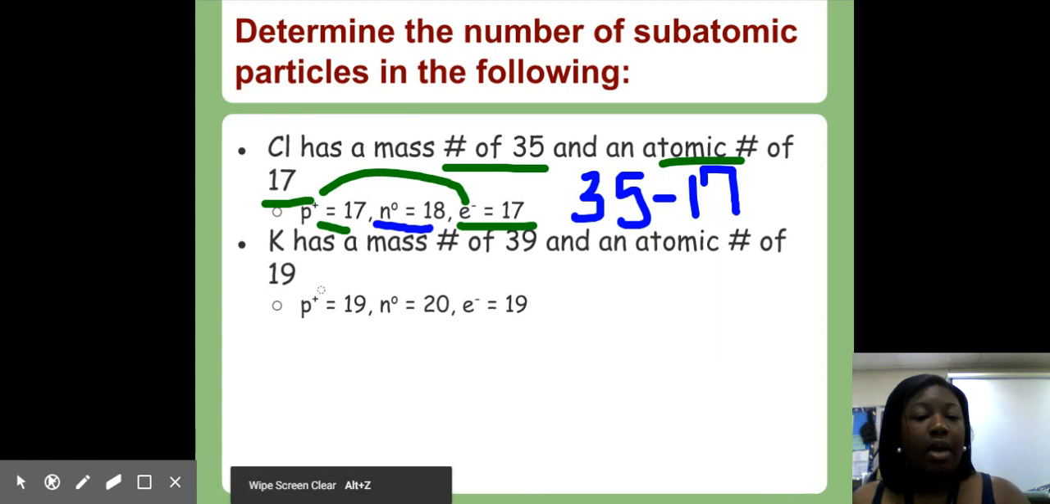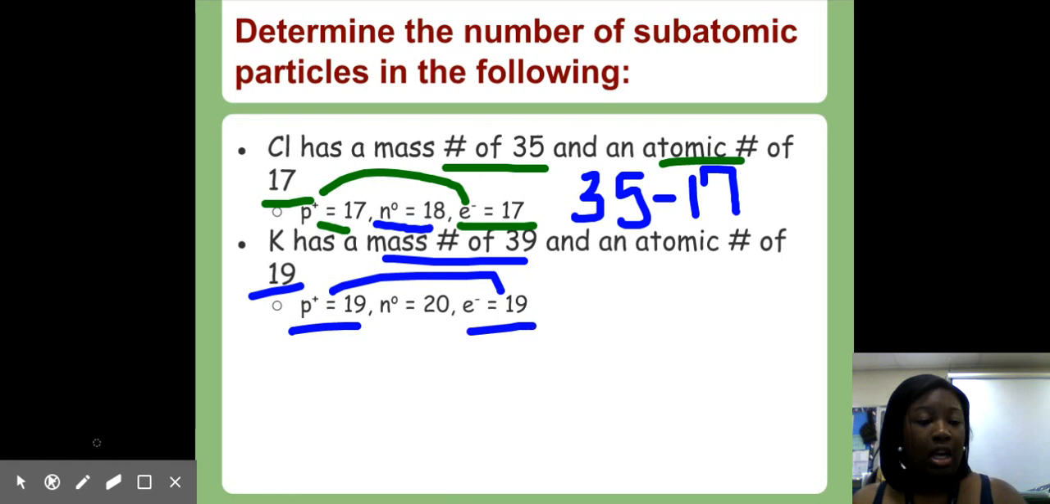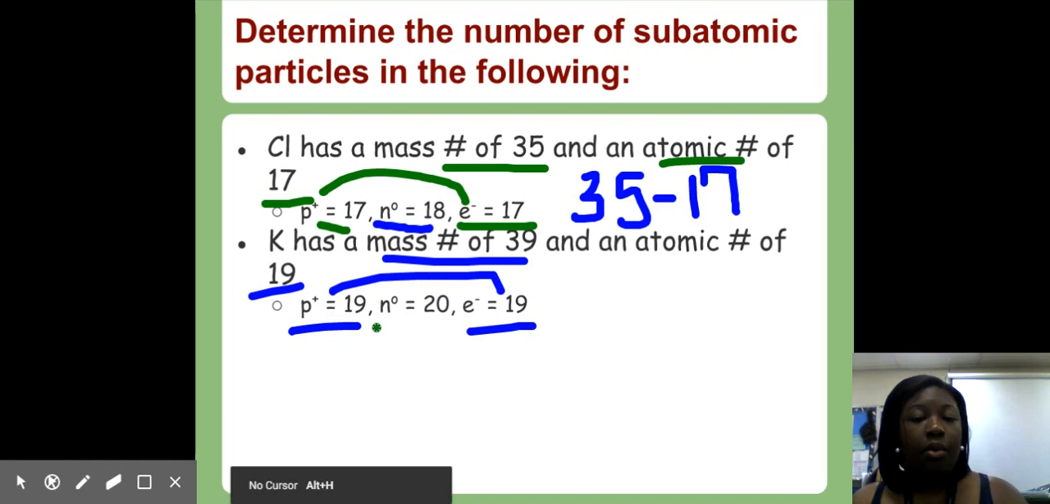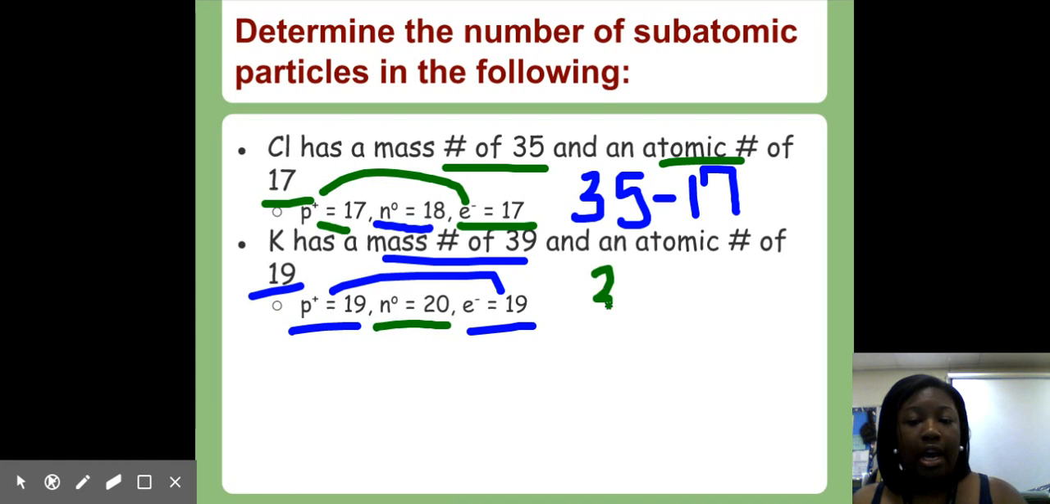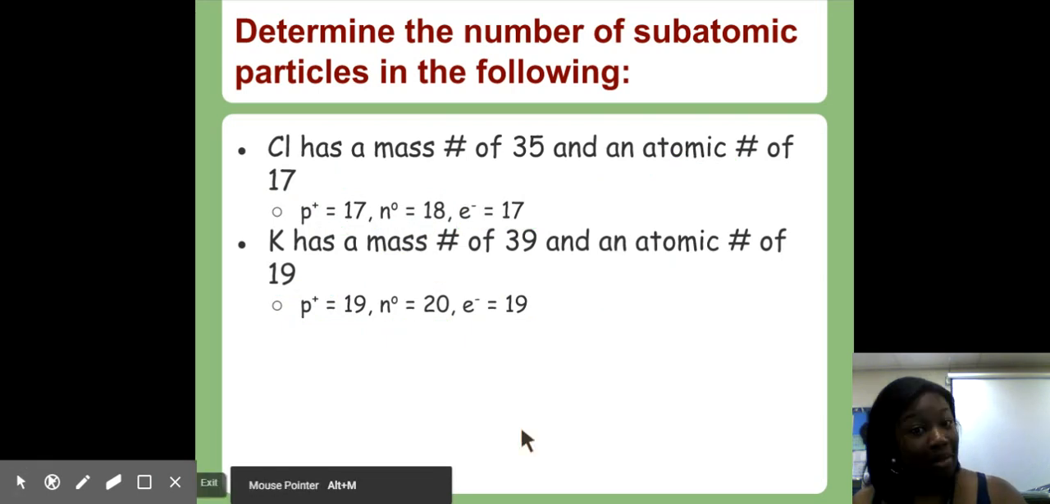All right, so we have potassium. Potassium has a mass of 39 and an atomic number of 19. Atomic number, same thing as protons. We know the protons and electrons are the same thing. And we know our neutrons, we have to subtract 39 minus 19, sorry for the handwriting, which will give us 20. Okay? All right, so now to the element key.